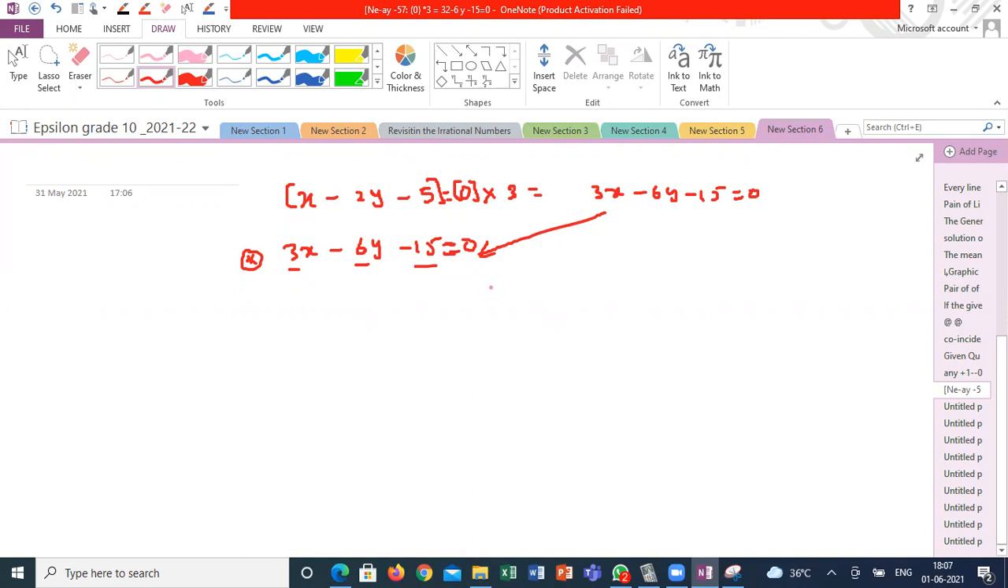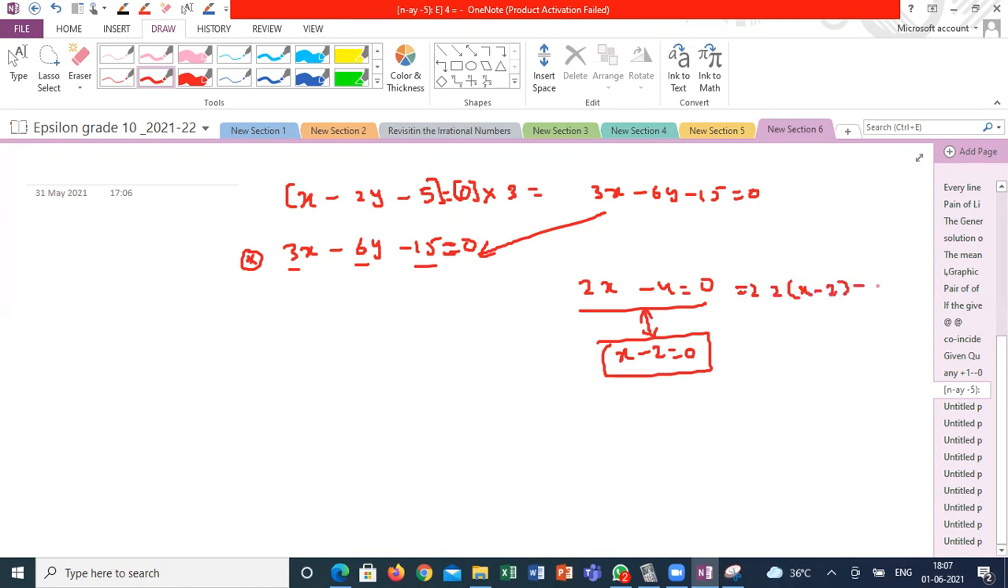Sorry guys, but that is not the least simplified form. Generally we represent any equation in the least simplified form. Suppose I have 2x minus 4 is equal to 0, the least simplified form is x minus 2 is equal to 0. Both equations represent the same thing. I am taking 2 common, 2 times (x minus 2) is 0, 2 can't be 0, that is the reason x minus 2 is equal to 0.